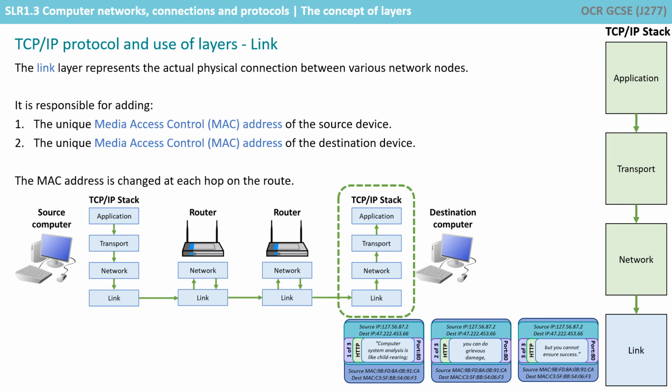When it eventually arrives at the destination computer, this packet moves up through the destination computer's TCP/IP stack, and each layer is removed one at a time as it gets passed through, until eventually the destination computer sees the original message.